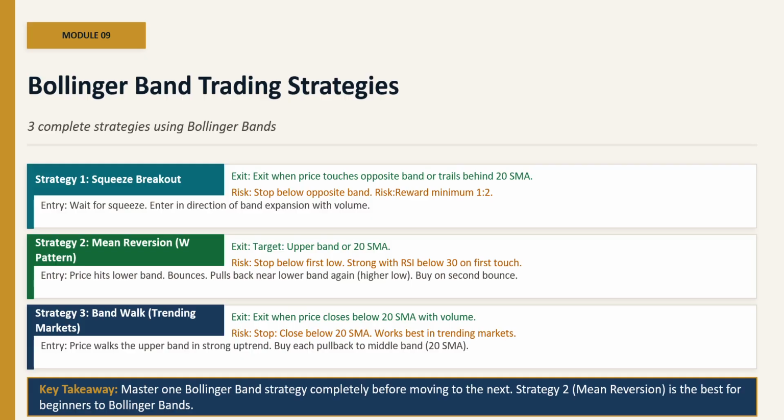Strategy 3. Band walk in trending markets. In a strong uptrend, buy every pullback to the middle band. Exit when price closes below the middle band with volume. This keeps you in trending moves for the full duration.